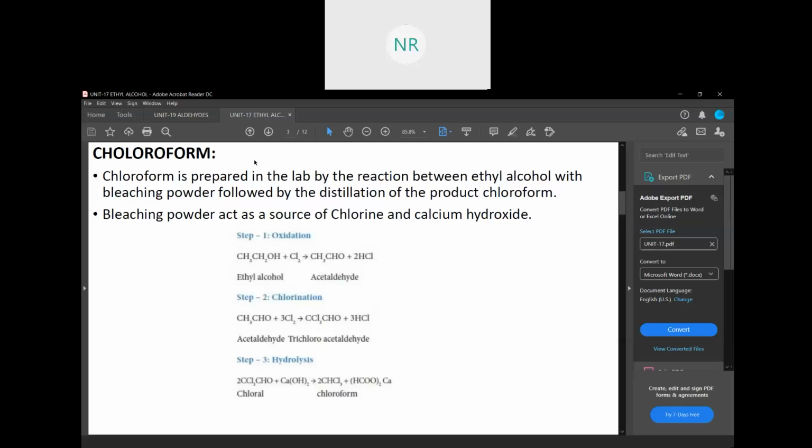The next process is chlorination, in which we add chlorine. In acetaldehyde, if we add chlorine, we get the product trichloroacetaldehyde plus hydrochloric acid. Trichloroacetaldehyde is also known as chloral. It reacts with calcium hydroxide, Ca(OH)2, to give chloroform, that is CHCl3, plus the byproduct Ca(HCOO)2.